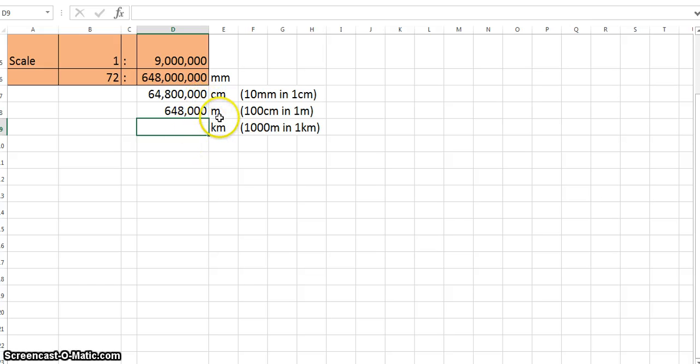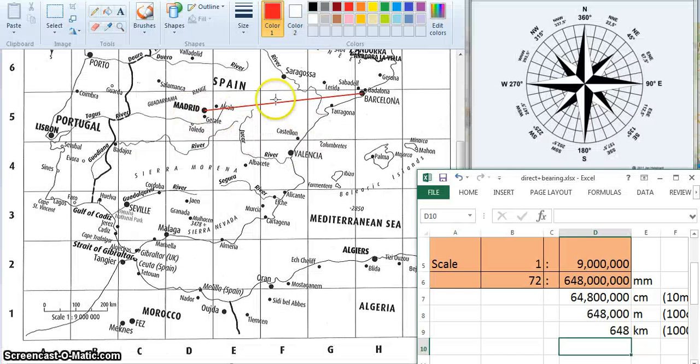Alright, so that's 648 thousand metres, and it's getting a much more manageable number, but kilometres would be even more practical for our purposes. So let's have a look at that. 1,000 metres in 1 kilometre. We're going to take our floating decimal place 3 places to the left to represent a division by 1,000, which gives us 648 kilometres between Madrid and Barcelona.